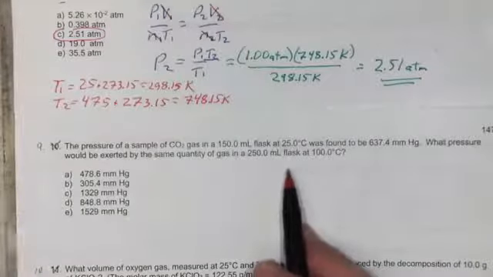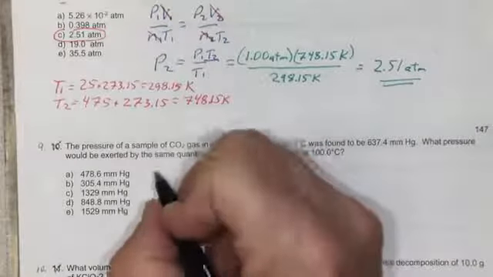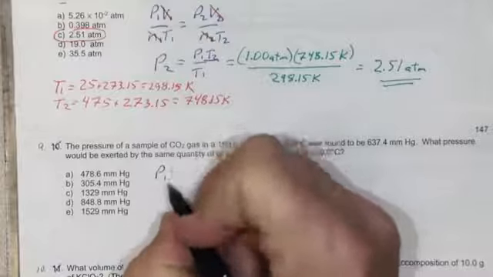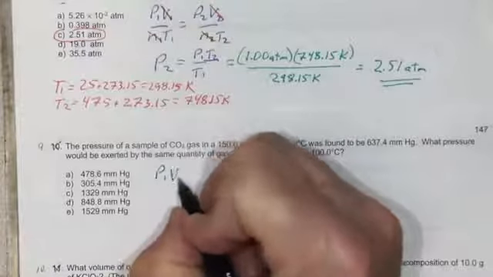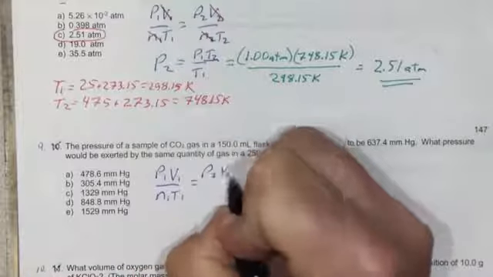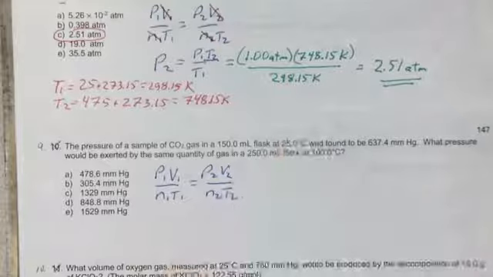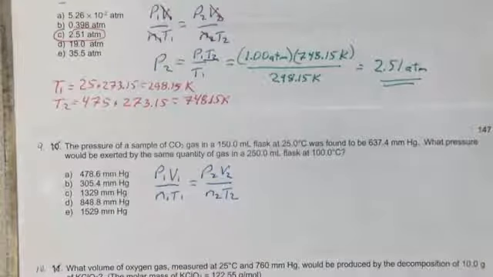If you change the conditions of a gas, what's the best relationship to use? The best relationship is the combined gas law. So we've used this a bunch of times. This is very useful. P1 V1 over N1 T1 equals P2 V2 over N2 T2. Now, is there anything constant that we can identify?